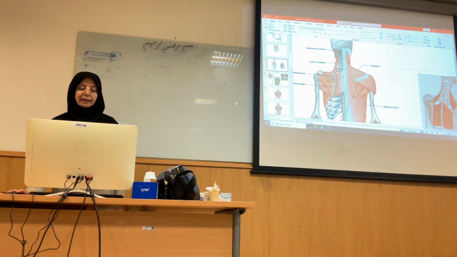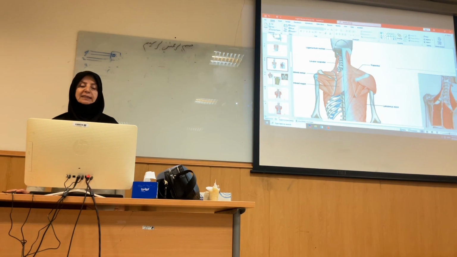It is the medial border of the scapula. Do you agree? What's another name of this border? Vertebral border. It's near the vertebral column. Vertebral border or medial border of the scapula. These three muscles inferiorly attach to the medial border of the scapula.